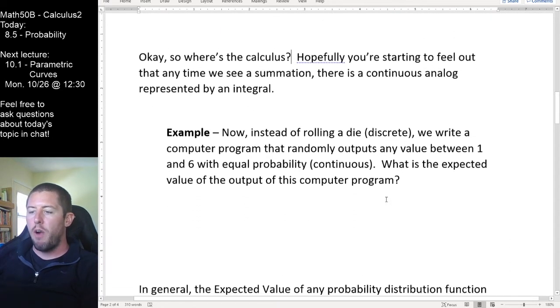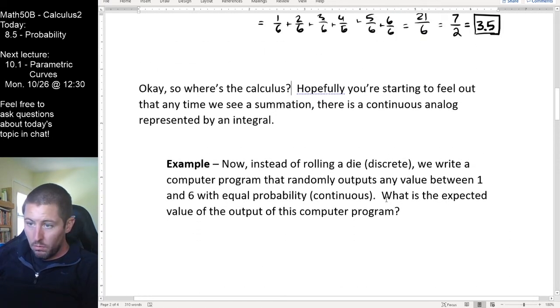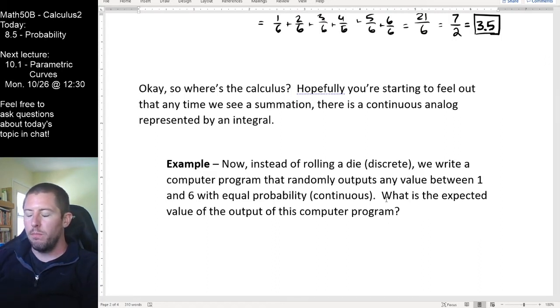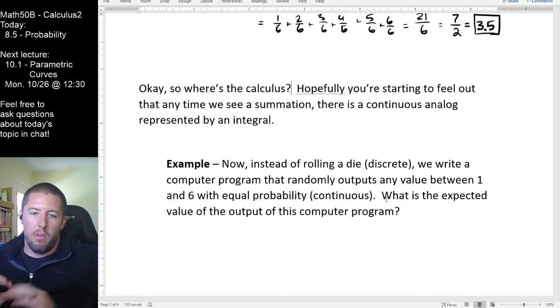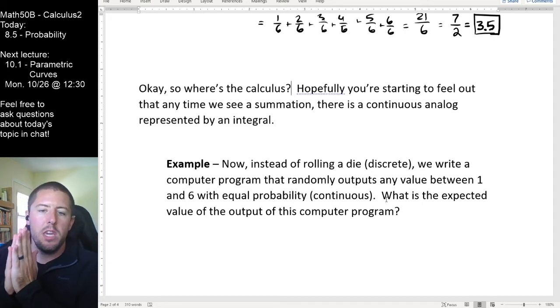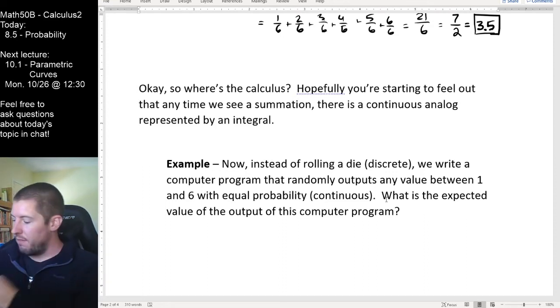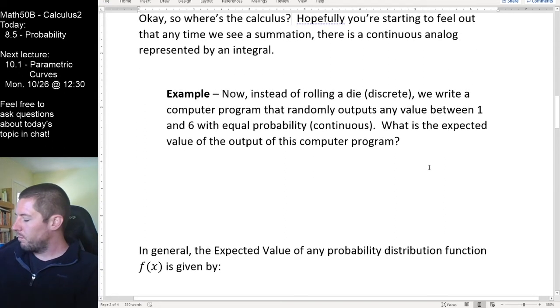So I'm going to change this problem ever so slightly. Now, instead of rolling a die where there are discrete 1, 2, 3, 4, 5, 6 outcomes, we're instead going to say, let's write a computer program that randomly outputs any value between 1 and 6 with equal probability, right? So it's equally likely that any number between 1 and 6 is outputted. And what I want to know is, what is the expected value of the output of this computer program?